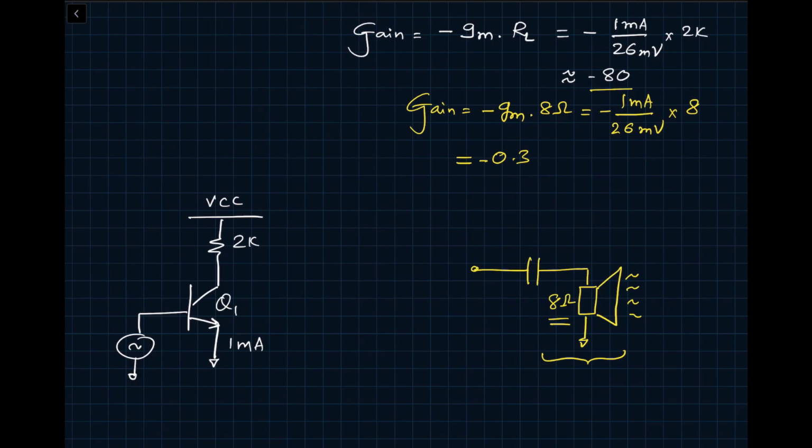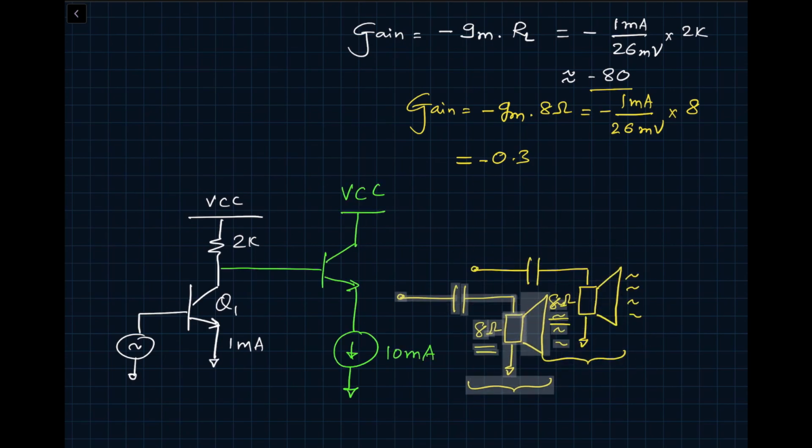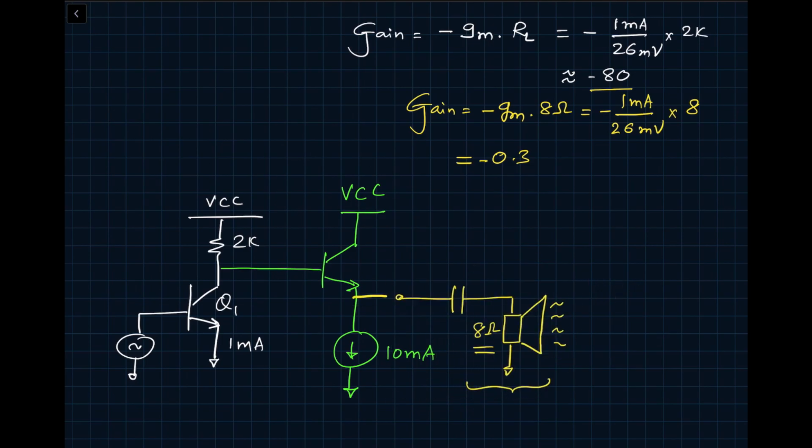And I'm going to add an emitter follower here, which is... okay. Now let's see what happens. First of all, let's start looking at resistances from different nodes. Let's denote that this node is called A and this is our V out.